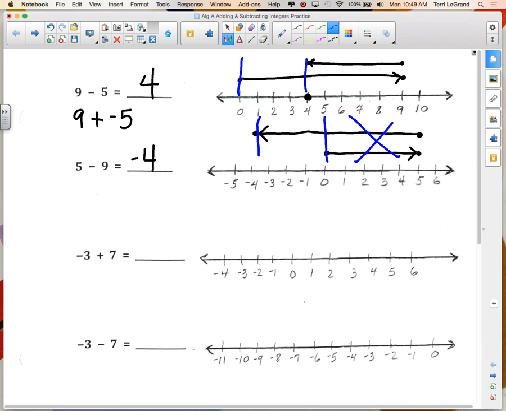How much distance is left here? 1, 2, 3, 4 units of distance. But notice where is it at? Is it on the positive side or the negative side of 0? It's on the negative side of 0. So you were right when you said negative 4.